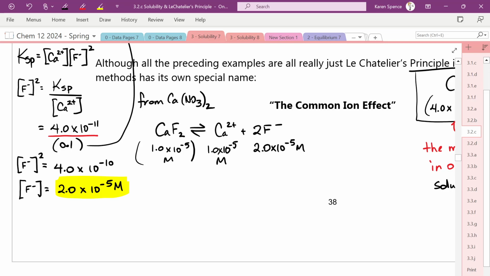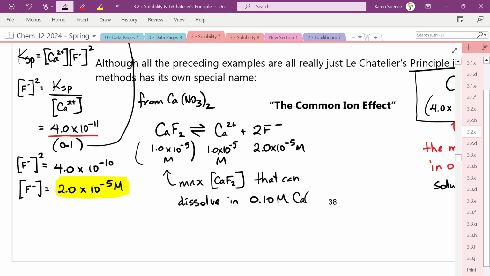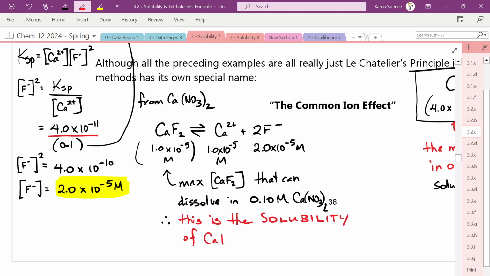So what is solubility again? This is the maximum concentration of CaF2 that can dissolve in 0.1 molar Ca(NO3)2. Therefore, this is the solubility of CaF2 in 0.1 molar Ca(NO3)2.